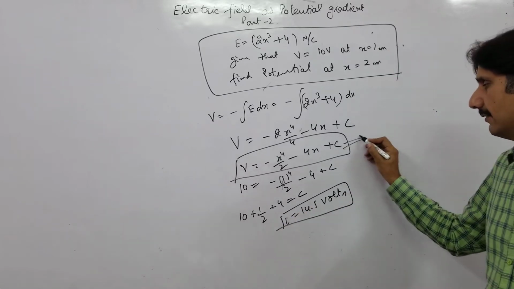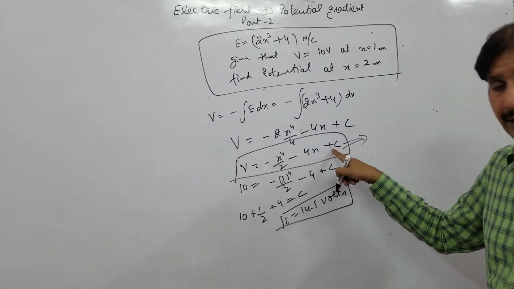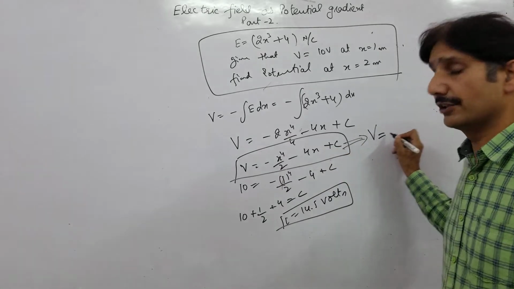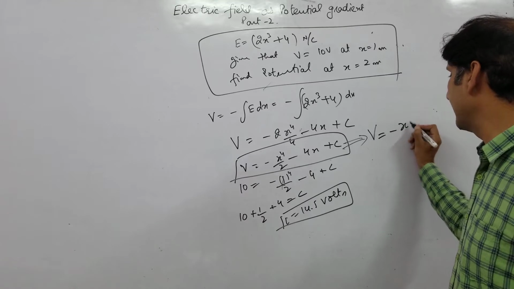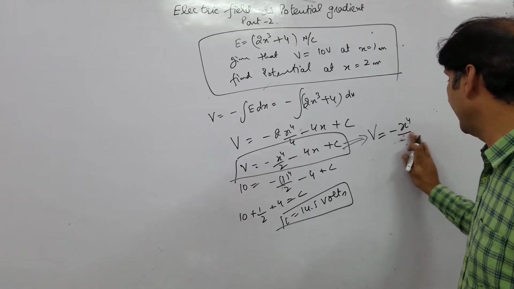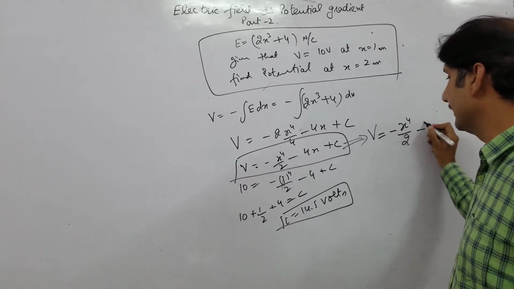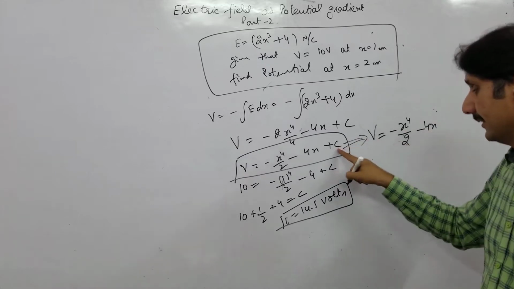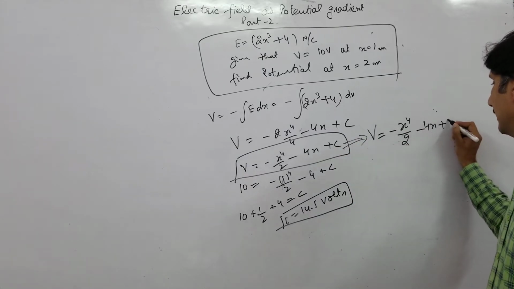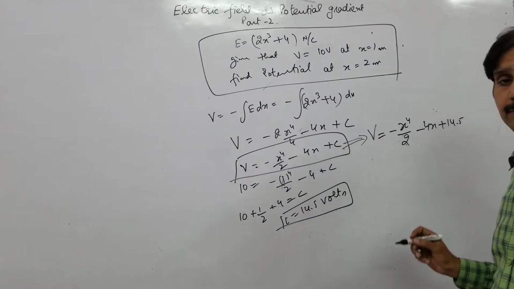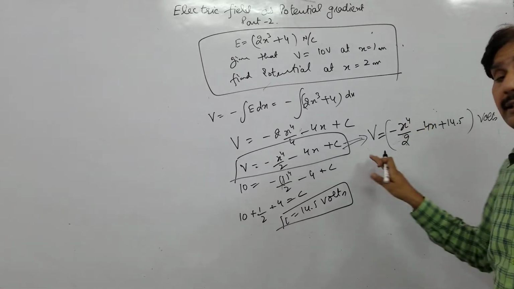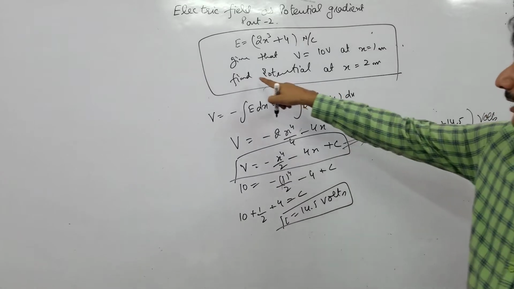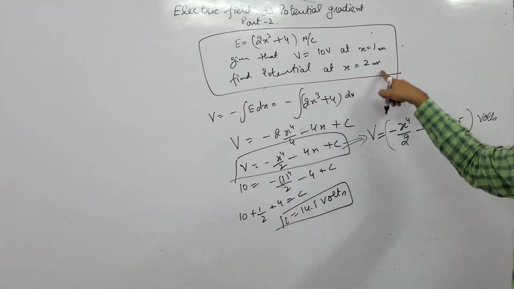Put in this value of c in this expression, and what do you get? The complete expression for V becomes minus x to the power 4 by 2 minus 4x, and then the value of c, which is plus 14.5 volts. This is the expression for electric potential. Now the second part of the question says find the potential at x equal to 2.